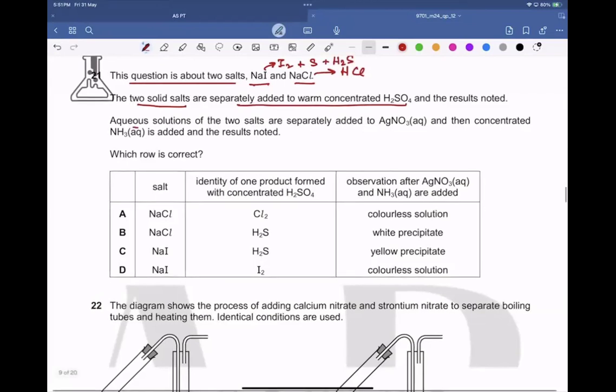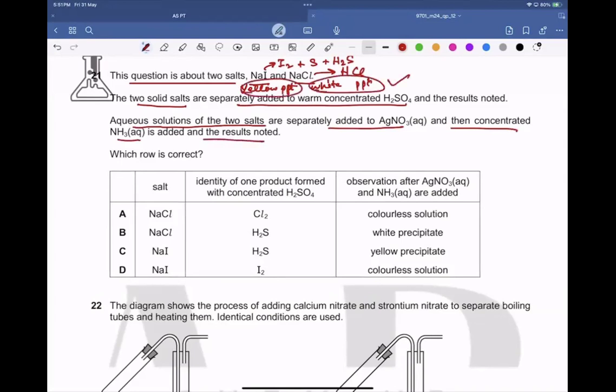Aqueous solutions of the two salts are separately added to silver nitrate. Okay, with this, I'm going to get white PPT with silver nitrate, and with this, I'm going to get yellow PPT or pale yellow PPT with silver nitrate. And then concentrated ammonia is added. The results are noted. So this white PPT gets dissolved and this yellow PPT remains insoluble in aqueous ammonia. The white one gets dissolved to give you the clear solution.